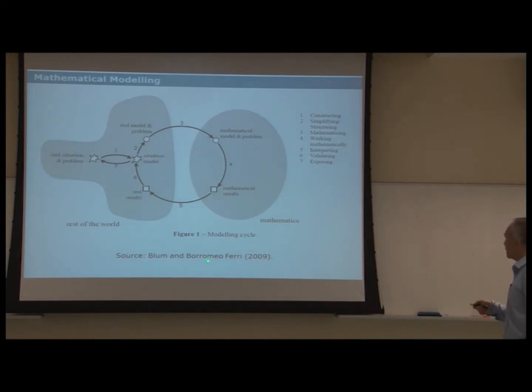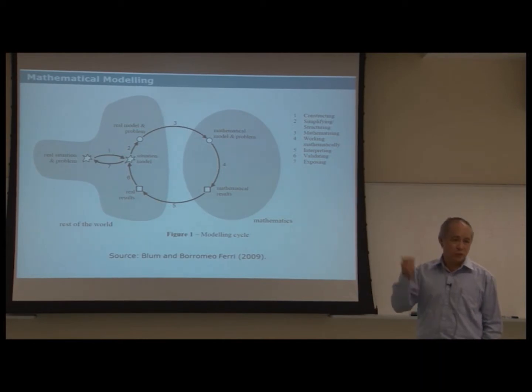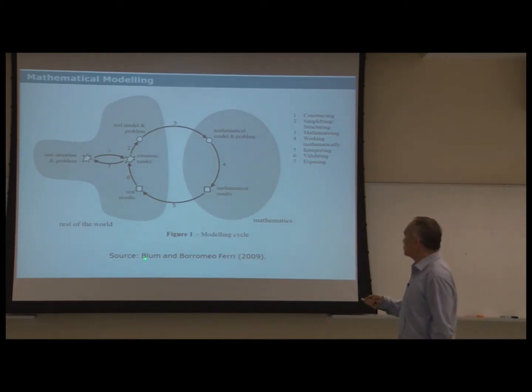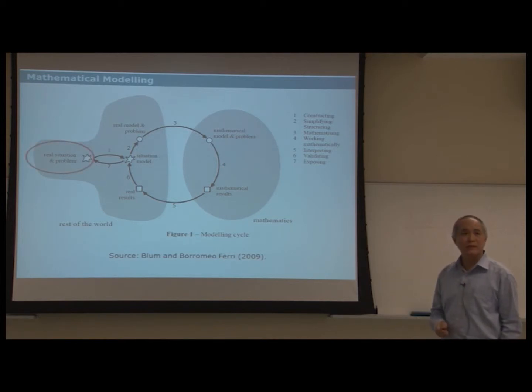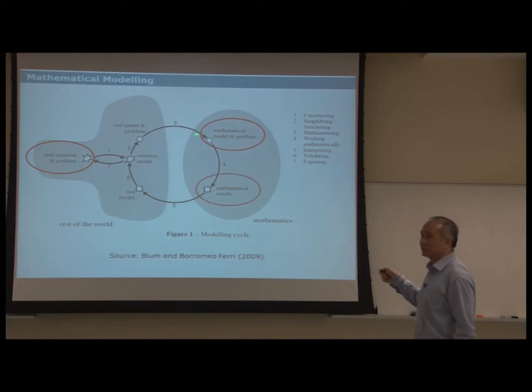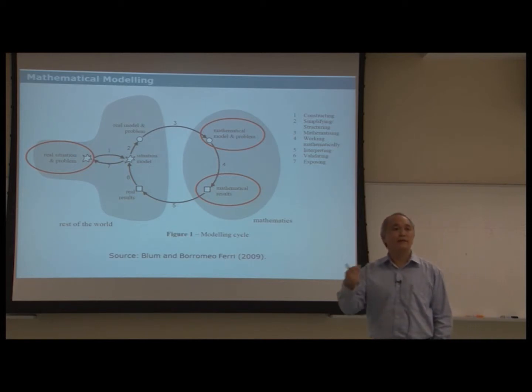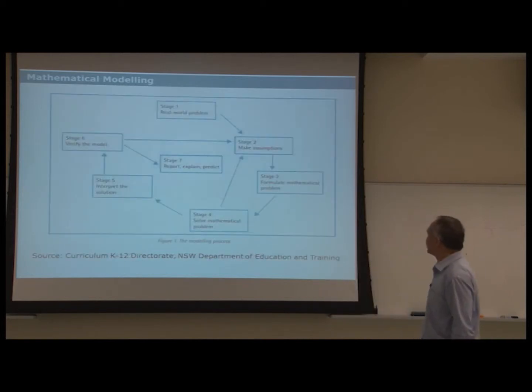This is another one, from Blum and Ferri, a group of people from Germany. Werner Blum is German. Similarly, you see they start off with a real situation or problem, and then they have a mathematical model and mathematical problem, and mathematical results or solution. This is where it goes round and round. Of course, it goes back, but this going back is to provide the solution to the real world problem.